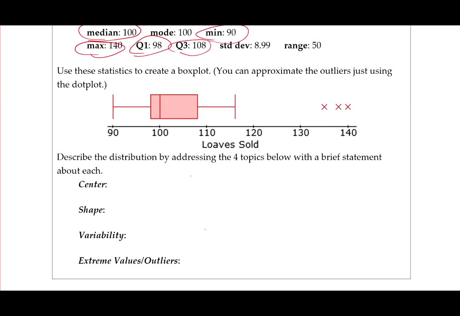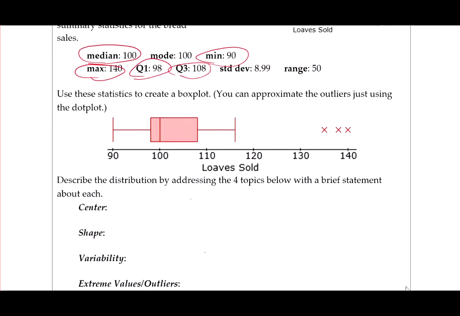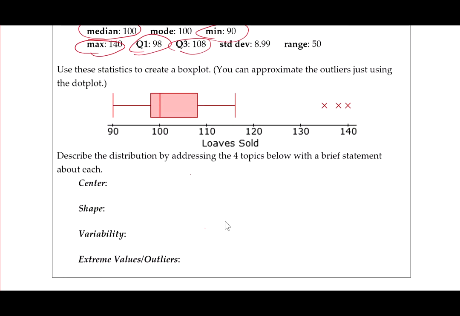Next, the question says to describe the distribution by addressing the 4 topics below with a brief statement. Well, if we look at this box plot here, we can see that the right side of the box is much wider than the left side of the box, and we can also see that there are 3 outliers on the right side. If we look at the histogram above, we can also see that its shape is stretched out towards the right. So this is a right skewed distribution. For skewed distributions, the best measure of center is the median, and we know from above that the median is 100. We just discussed the shape of the distribution. Because it is stretched out to the right, we can say that the shape is right skewed.